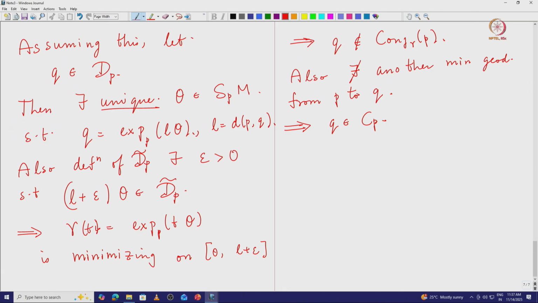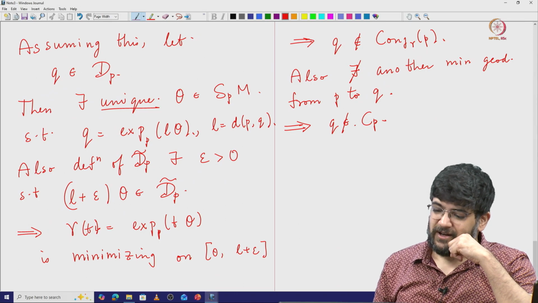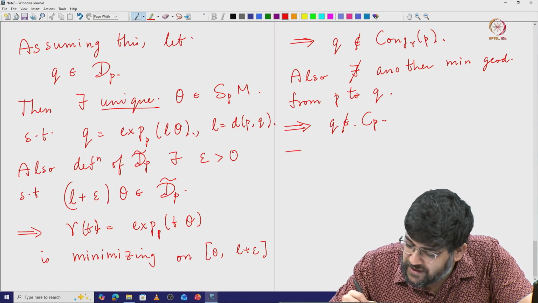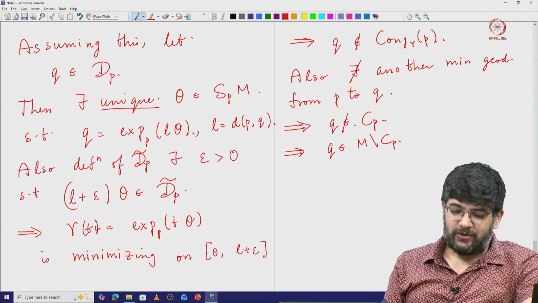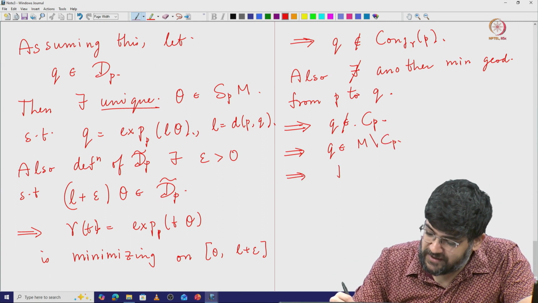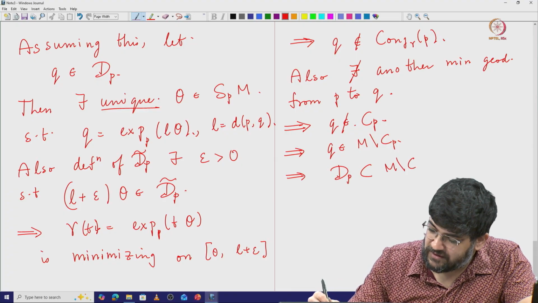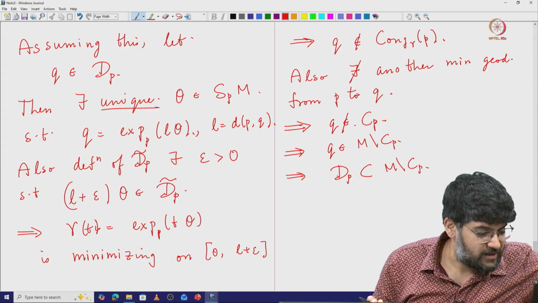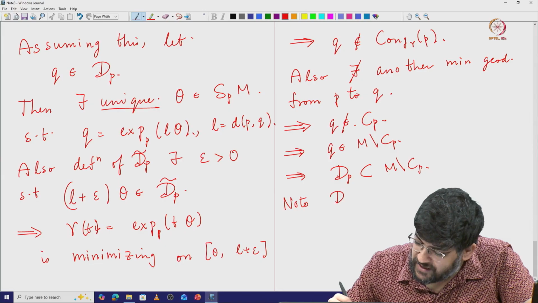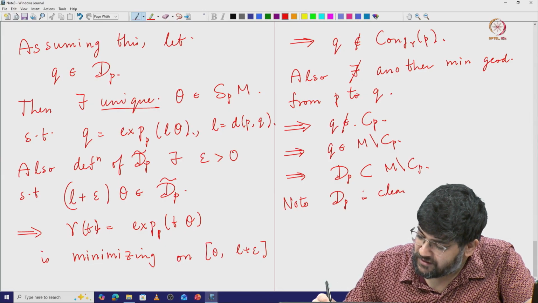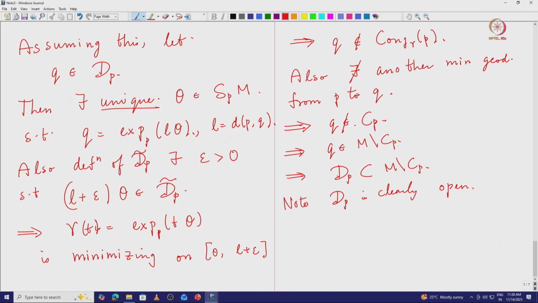So this implies that q cannot be in the cut locus, because it can't satisfy either property A or property B in the lemma, right. So, q cannot be in the cut locus, which means that q is in the complement of the cut locus. Okay, so this in particular implies the reverse inclusion, and we are done. Also note that this implies that D_p is clearly open. So, I now claim that this is also dense.